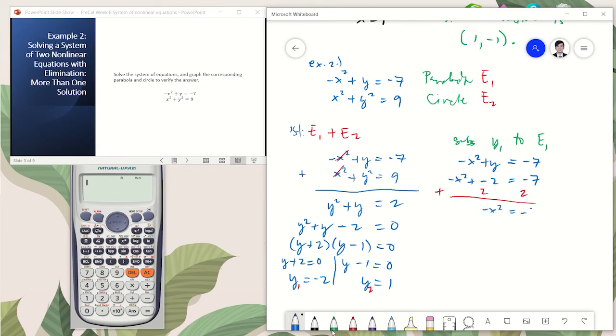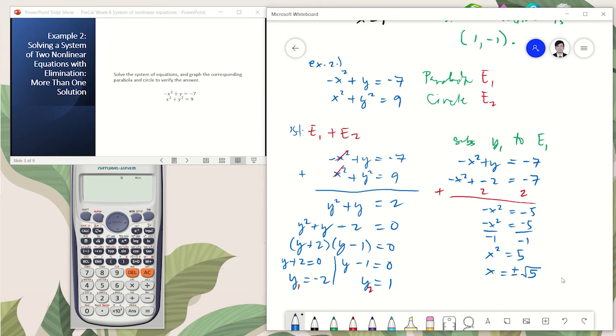So this would be negative 5. And then divide both sides by negative 1, or you can say multiply both sides with negative 1. It's up to you. Which one would you prefer? So x squared is equal to positive 5. Then don't forget that this is a square, x is not isolated. So we need to get the square root of both sides. And when we get the square root of 5, that could be either a positive or a negative.